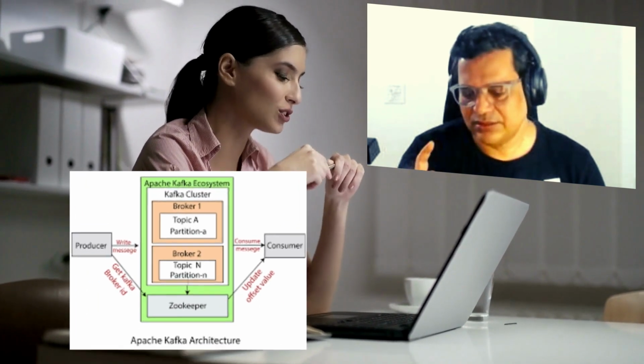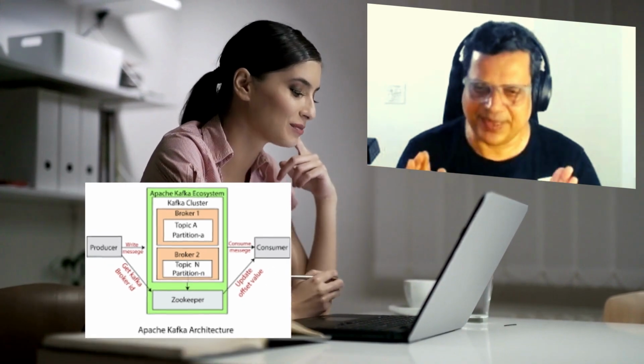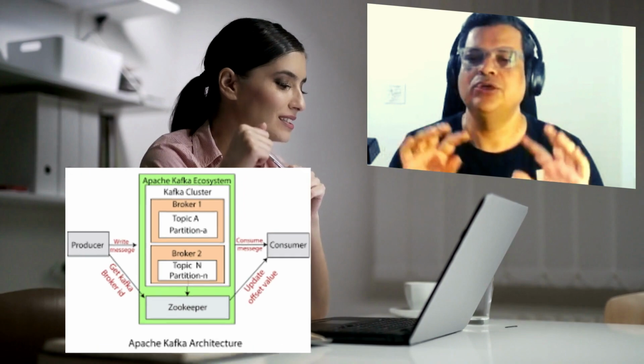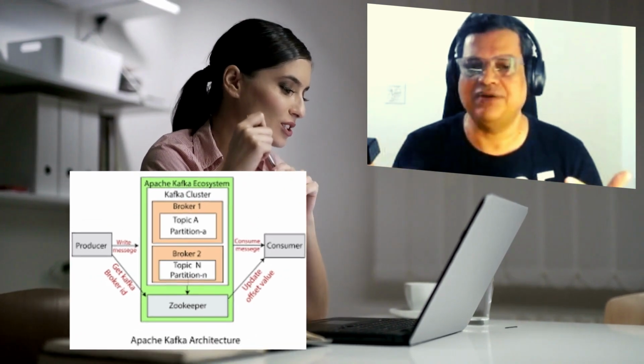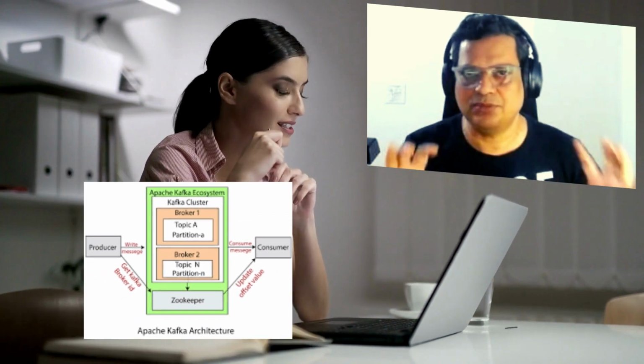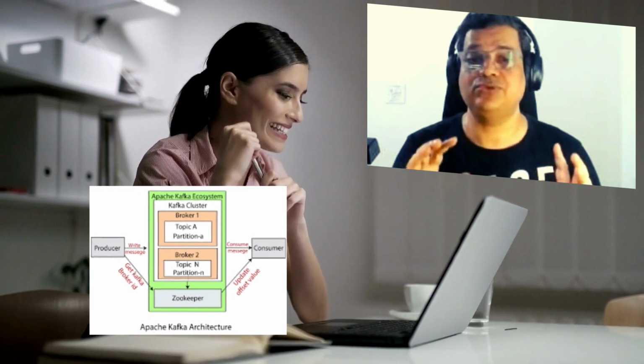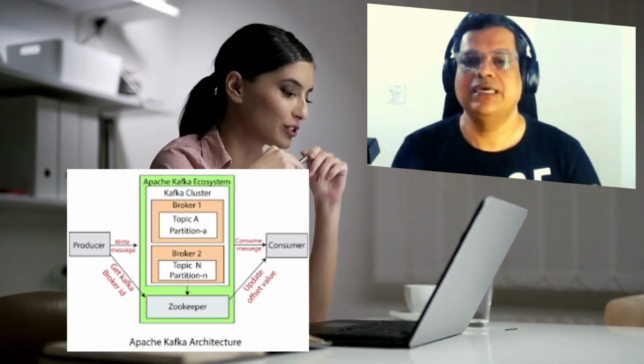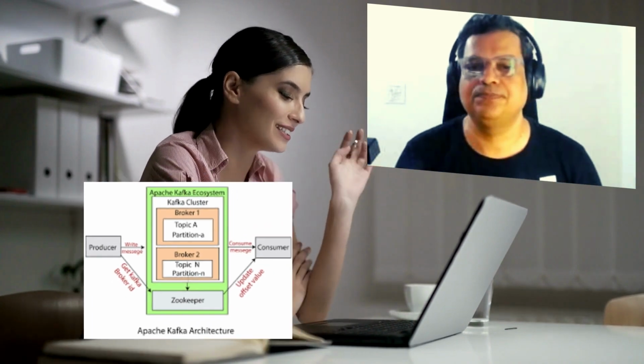The first thing is distributed system. Kafka operates as a distributed system, which means data is spread across multiple nodes, which in Kafka are called brokers, and the set of brokers is called a cluster. This distribution not only provides scalability, but also provides fault tolerance as data is replicated across multiple brokers.